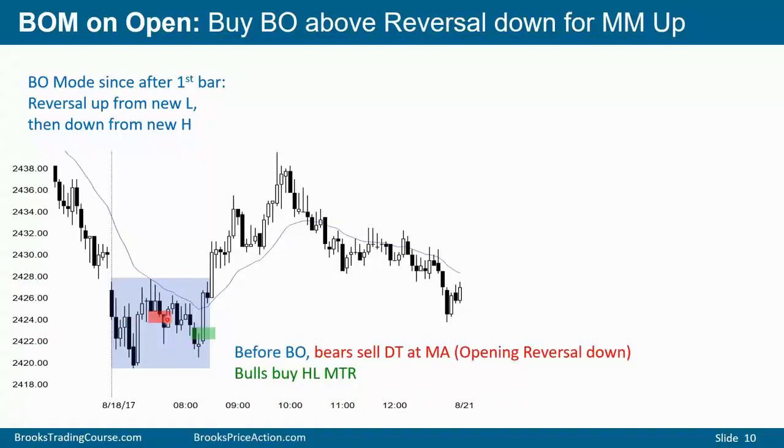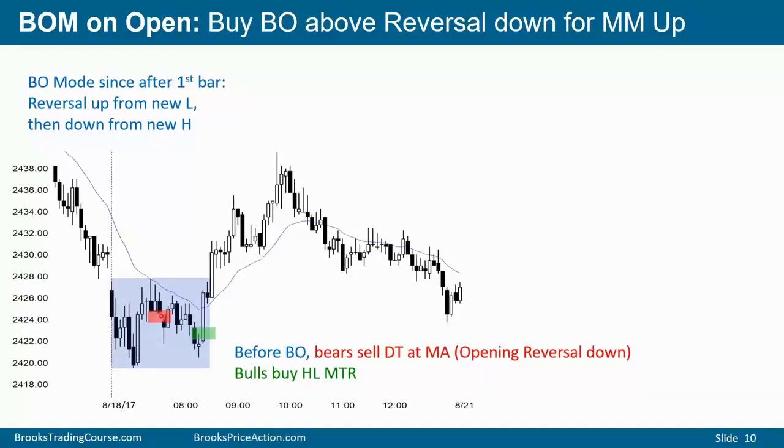Before the breakout, the bears see a new low reversing up, a new high reversing down. Some bears will sell this. It's reasonable. You have a double top below the moving average, so a double top bear flag, possible high of the day. However, most of those bears will get out above this bull bar. We have a reversal up. Second failed breakout below yesterday's low.